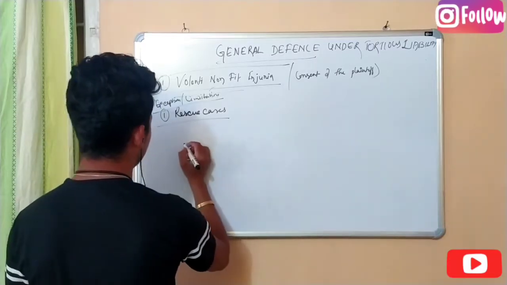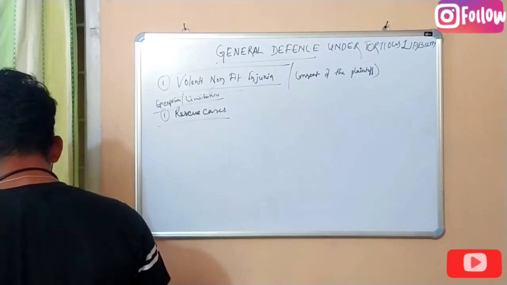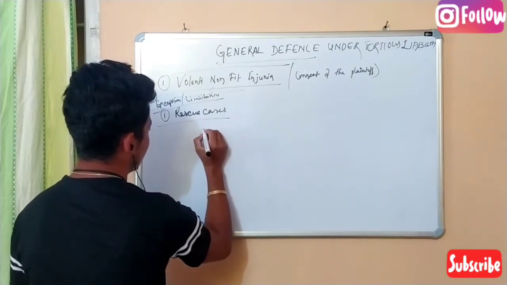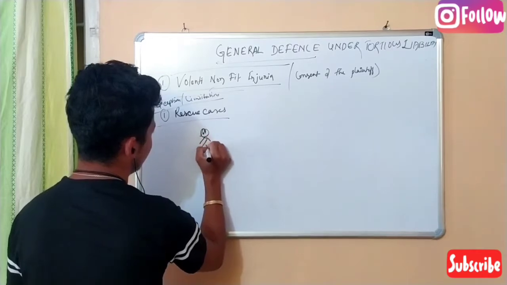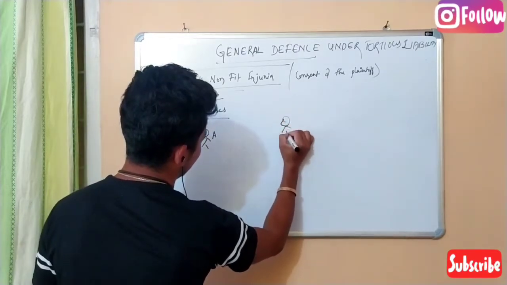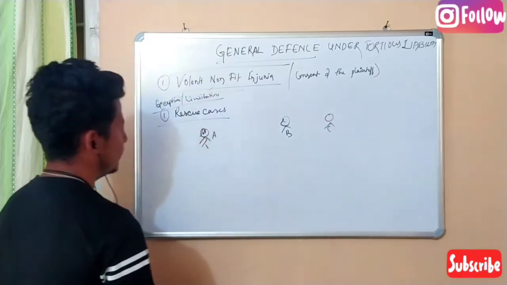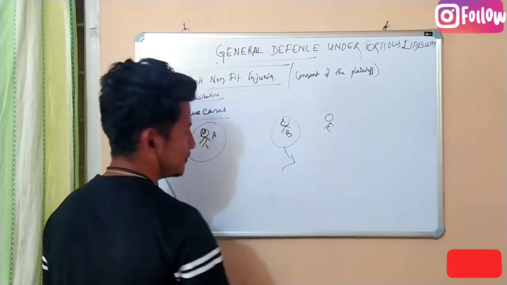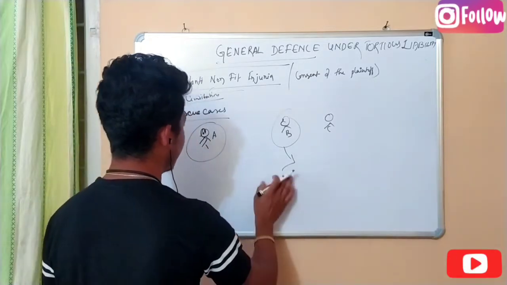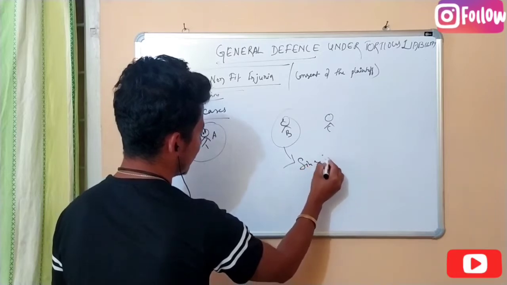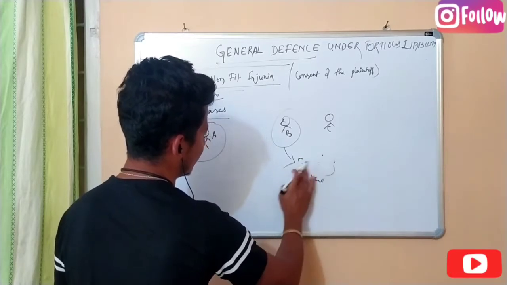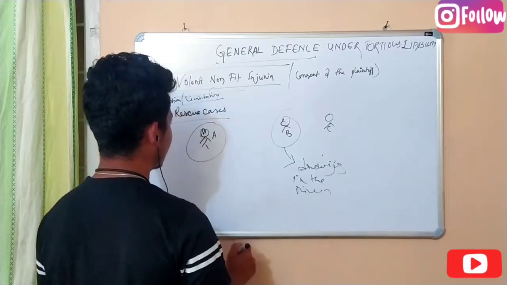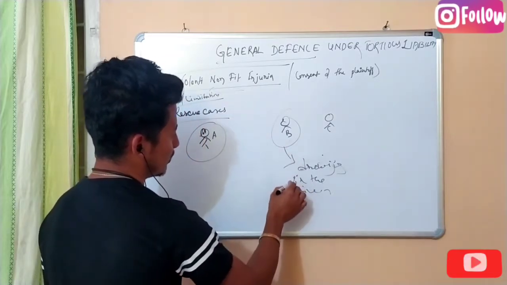Let me give you an example so that it will be easy for you to understand. Suppose there is a person, Mr. A, and there is Mr. B, and there is also Mr. C. In this case, A is a rescuer, and B is about to die by drowning in the river.